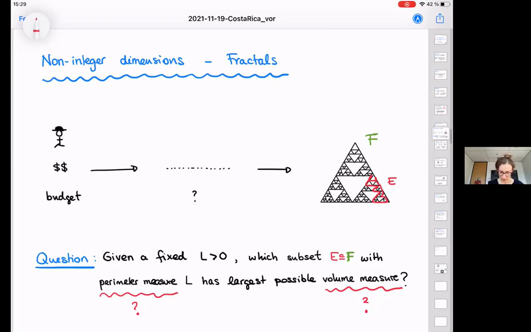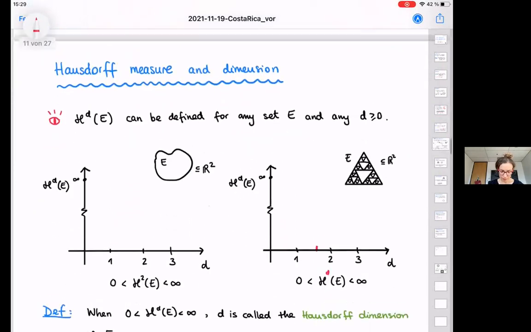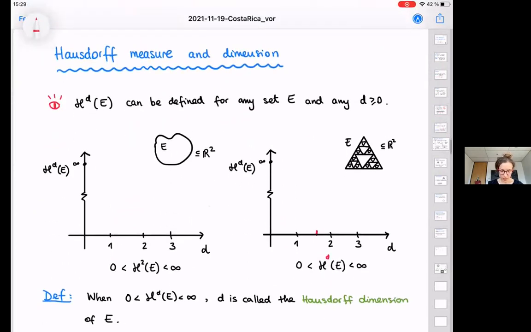And we make the following observation. Remember that when we looked at the definition of the Hausdorff measure, it didn't matter what the D was. This D could be any number. Could be 1, 2, 3, but it could also be some fractional number.